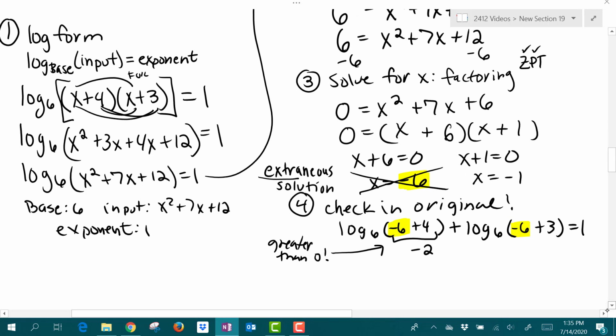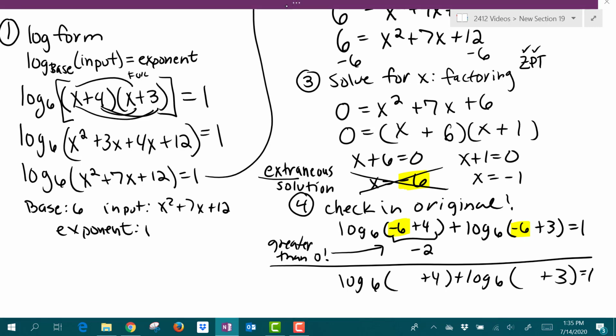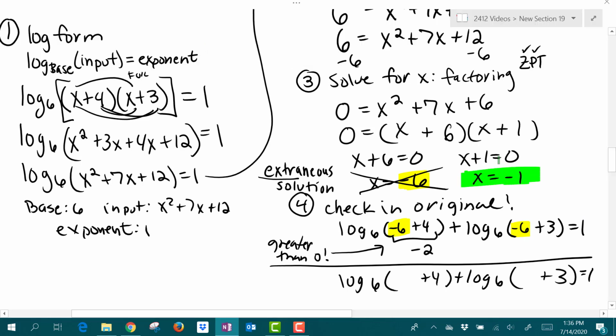Now some people assume, well, that one is not going to work because it's negative. Well, let's try. Let's plug it back into the original equation and see what happens. Alright, so everywhere that I have an x, I'm going to put a negative 1. Okay, the overall input in the first log is going to be a positive 3. That's good to go. The overall input in the second log is going to be a positive 2. That's good to go.